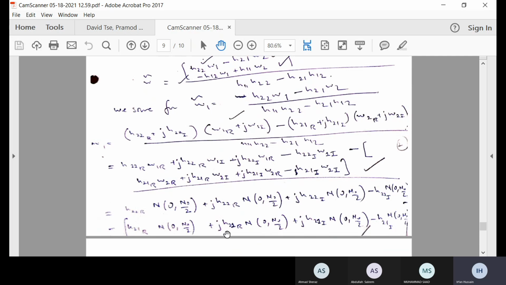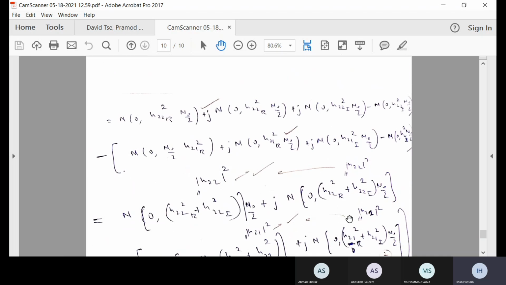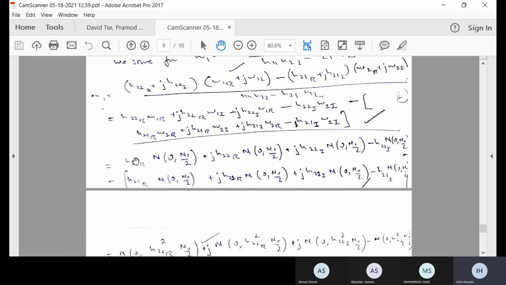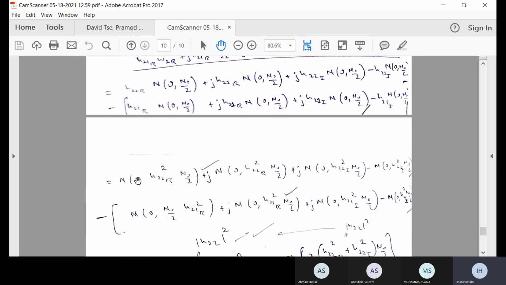Similarly, for the second factor, you can also write the values. I've just replaced W's by N0 and N0 by 2 because we have already distributed them as real and imaginary part. Then you can take these H22s inside, as we have already seen. These factors go inside, and once they go inside, they become square. This we have already proven in the basic properties of Gaussian random variables. Again, here the same thing will happen. You take it inside, and they will all become square.